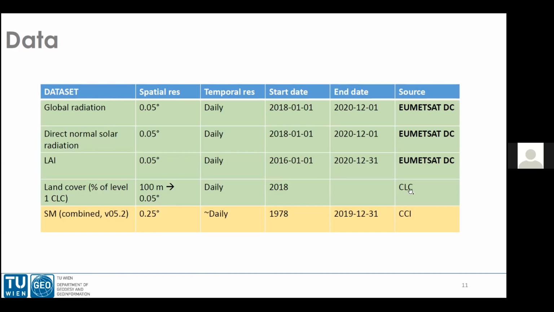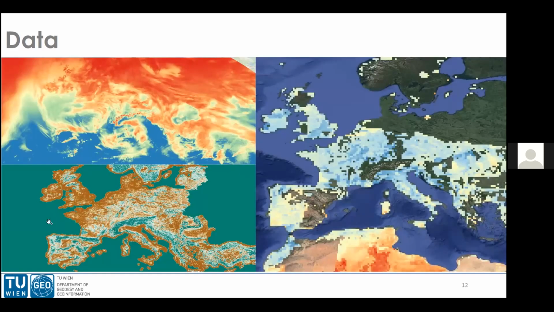I'm not going into the details, but I took the Copernicus land cover, which is available at 500 meters, and I resampled to the same 0.05 degrees resolution and accounted for the percentage of the first level of classification. So there are 5 different levels: agricultural, natural, artificial, wetlands, and water. So that they provide this kind of information. And also we have the soil moisture from the CCI initiative.